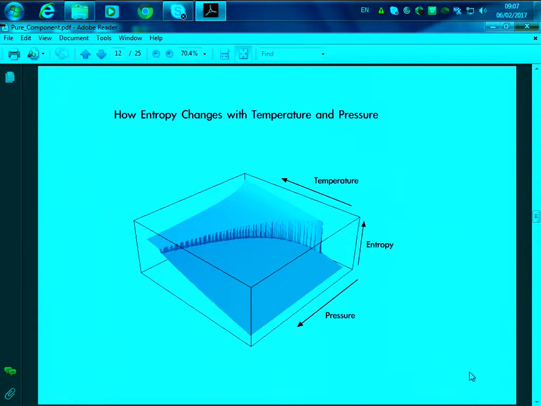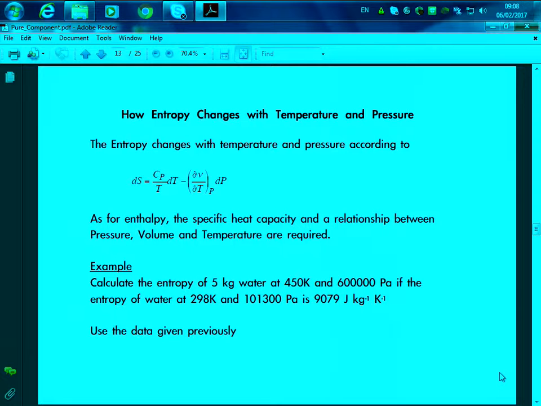Why? What makes it have a step change? What happens in the saturation line? We have the phase change, right? And that will require enthalpy, that we saw last time, and as well will produce an entropy change. So this will be a step change where we have the phase change from liquid to vapor, right? So it's more or less the same type of chart that we saw last time, showing how entropy changes with temperature and pressure.